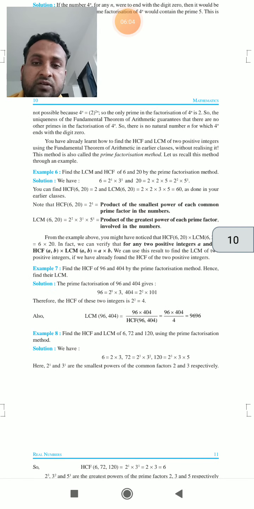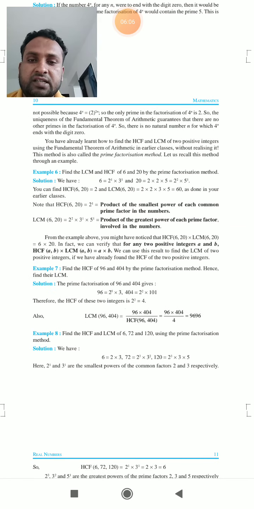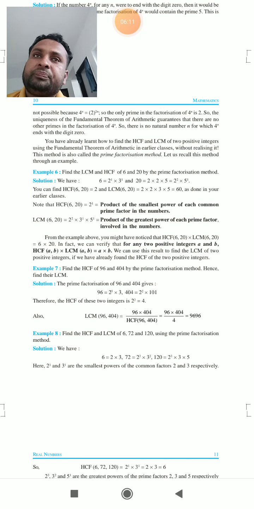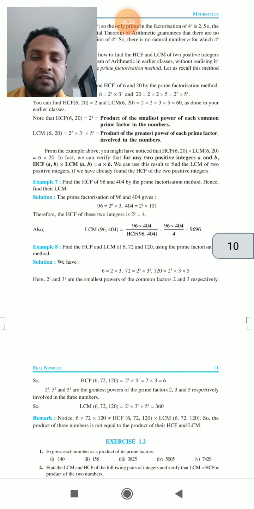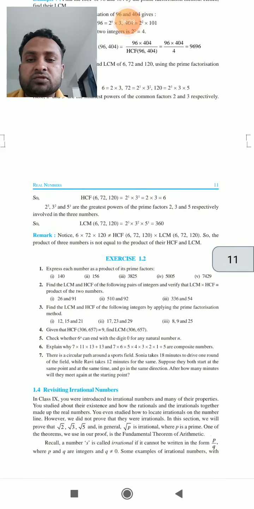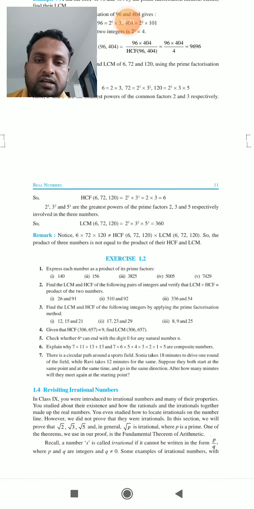Now see, one formula is given here for how to find the HCF and the LCM. One more point you have to remember children: the product of the LCM and HCF of two given numbers is equal to the product of the two given numbers A and B. So here is the given formula, and you have to carefully see how to apply it in the solved examples in the lesson.